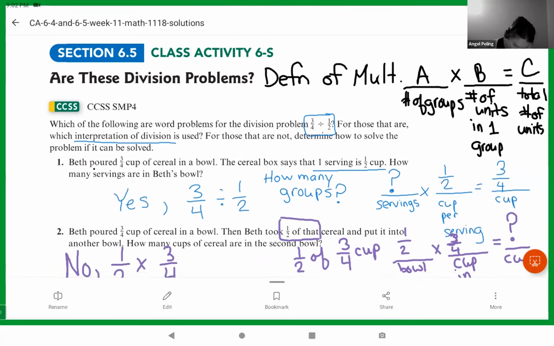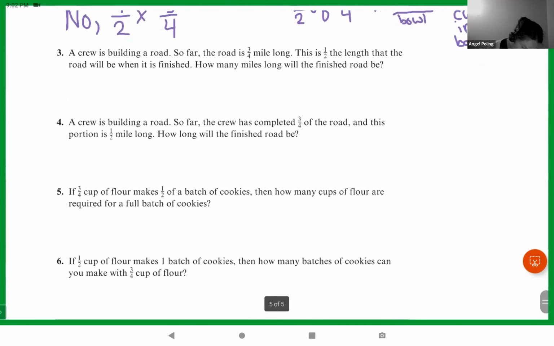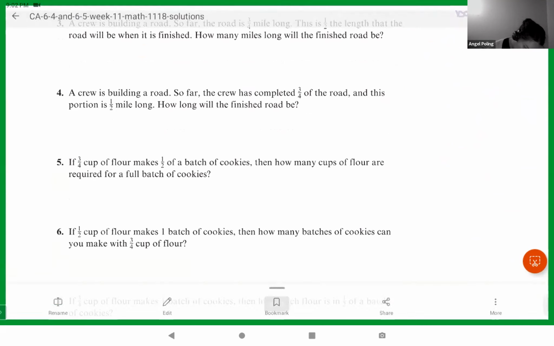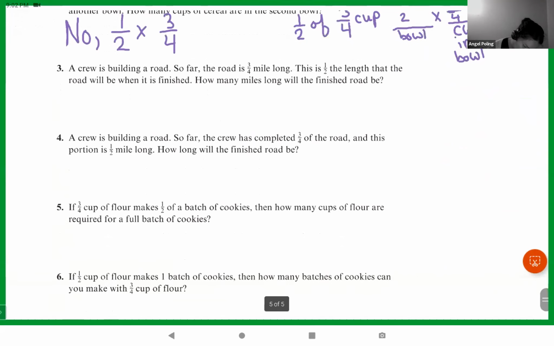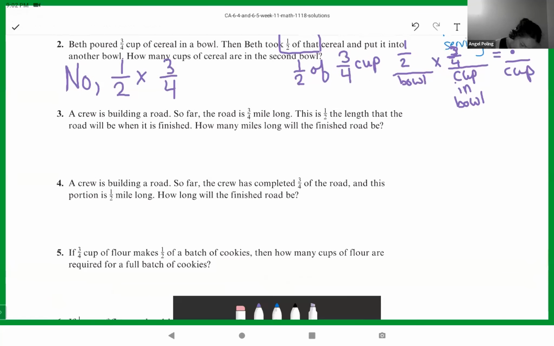Okay, so on number 3, we have: a crew is building a road. So far, the road is 3/4 miles long. This is half the length that the road will be when it's finished. How many miles long will the finished road be?